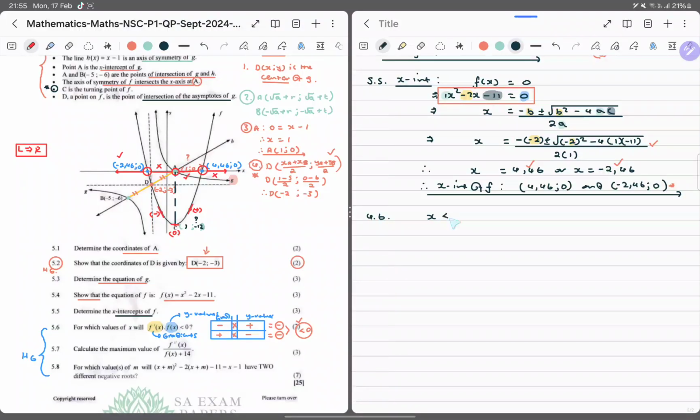So we know x must be less than minus 2,46, or x is in between point A and that x-intercept. So this should be less than 4,46, greater than 1. Nice and easy. So that is the solution there.